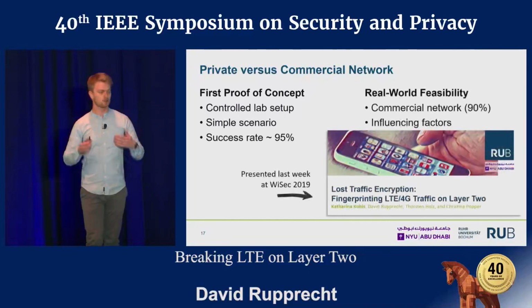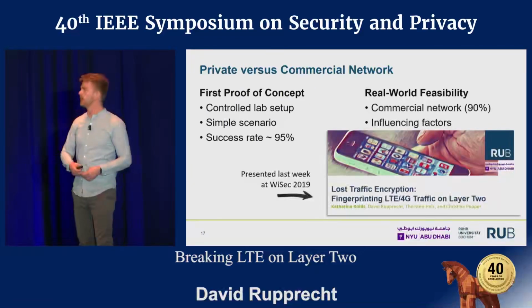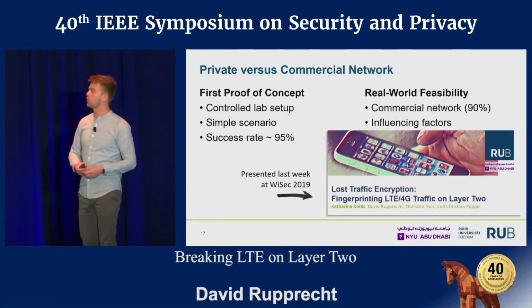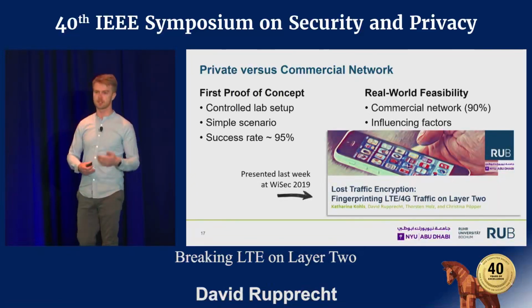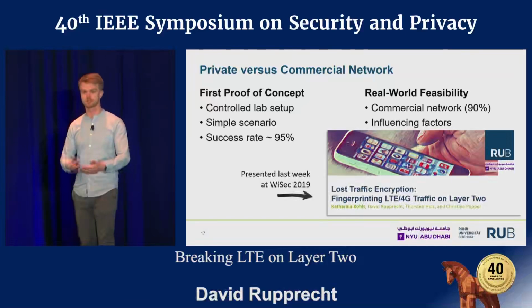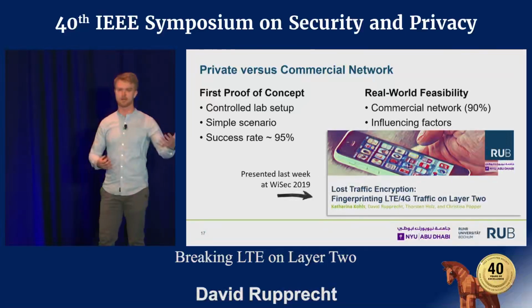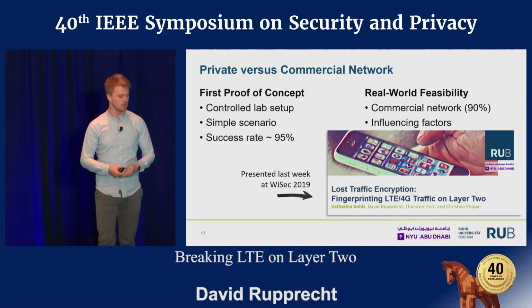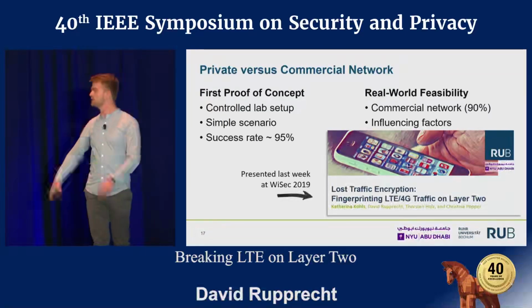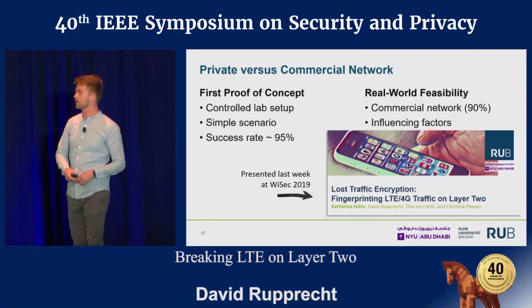And we got also some real-world feasibility studies in a follow-up paper where we did this in a commercial network, where we also look into influencing factors like the browser and the baseband chipset, so if we use an iPhone or an Android device, and how we compare these both together. And I refer here to the paper Lost Traffic Encryption presented last week at WiSec.